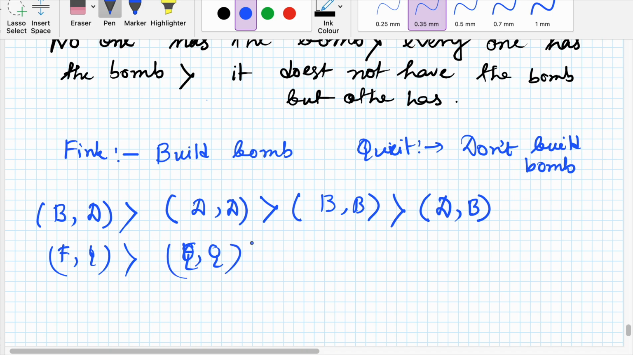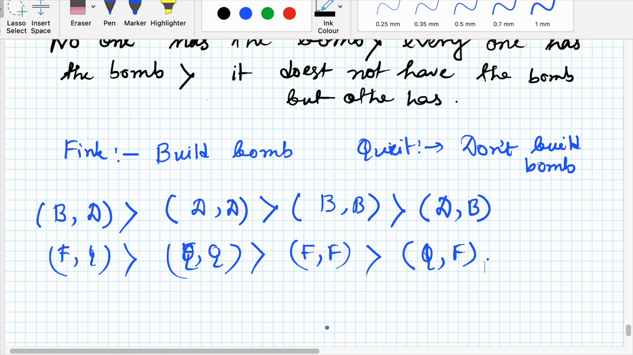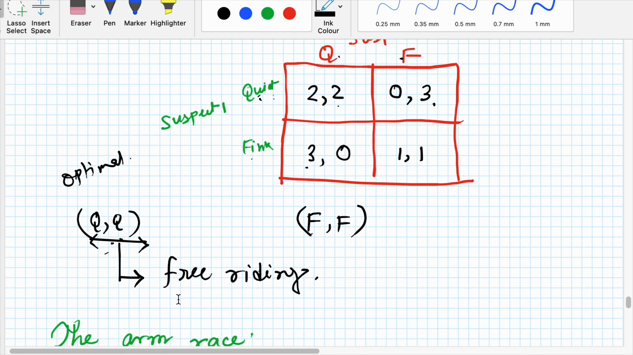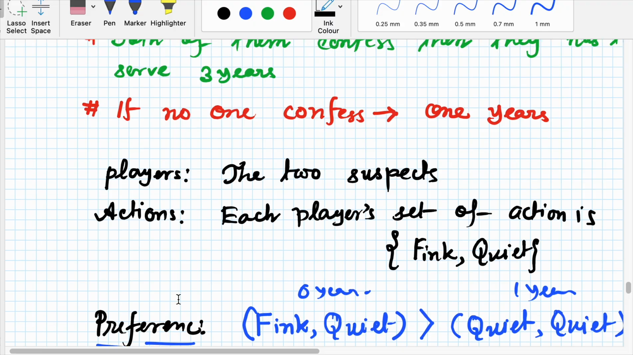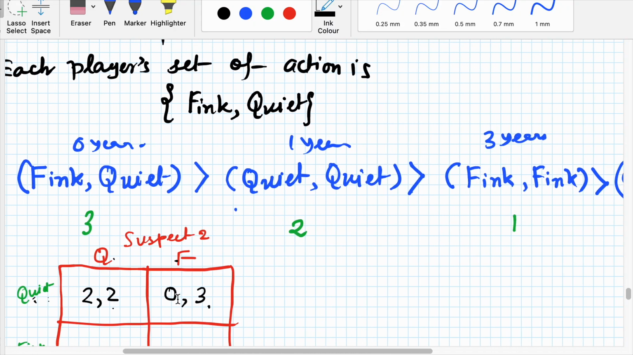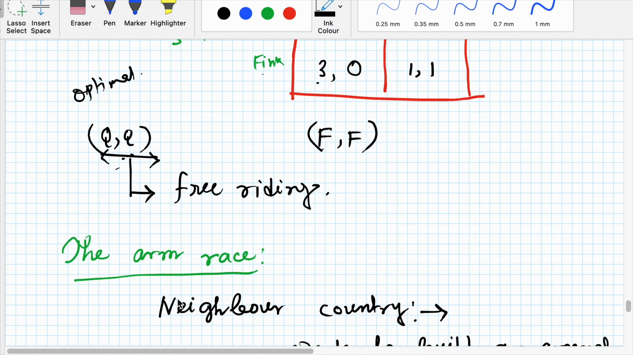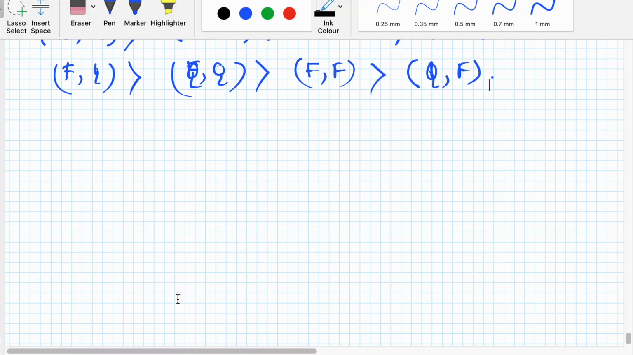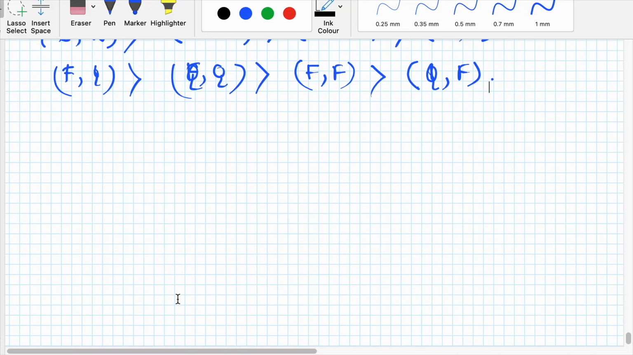This is fink fink, this is it remains quiet while the other finks. So this is the same as the prisoner dilemma. So prisoner dilemma: fink quiet, then quiet quiet, then fink fink, quiet fink. So this is the case. So you can see that this situation can be well represented using the same game called prisoner dilemma.